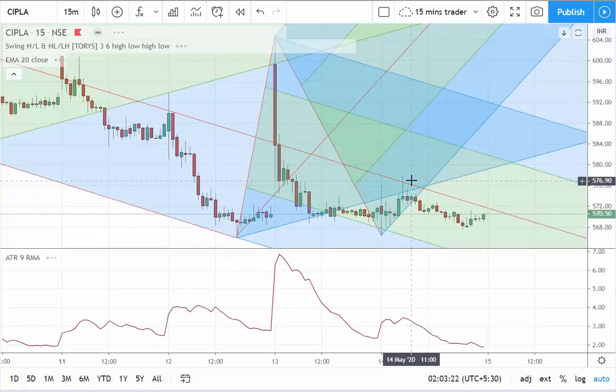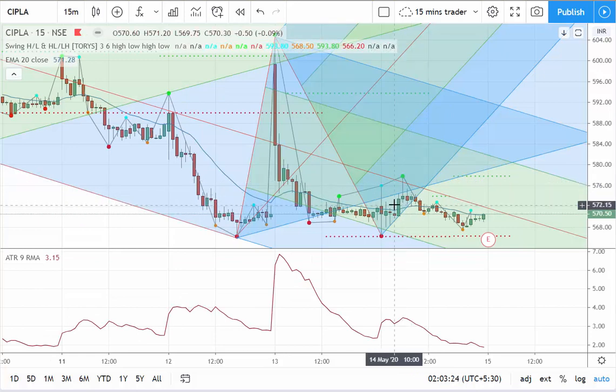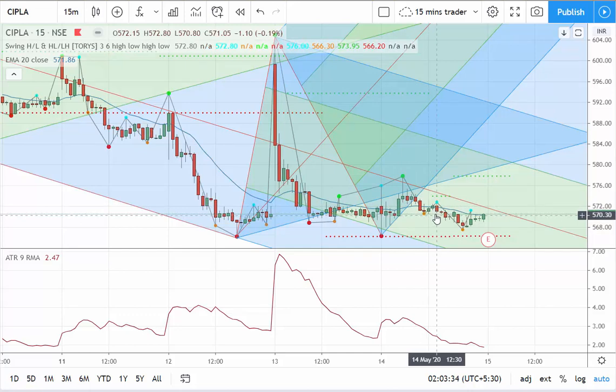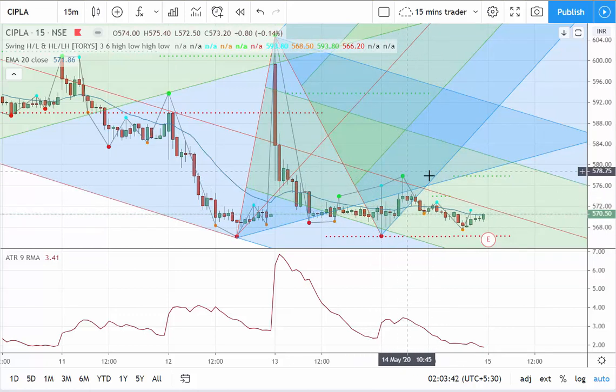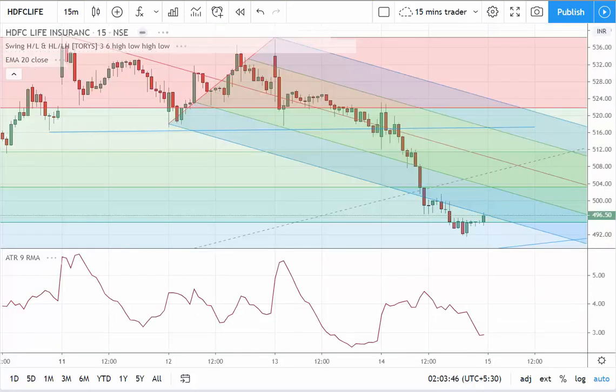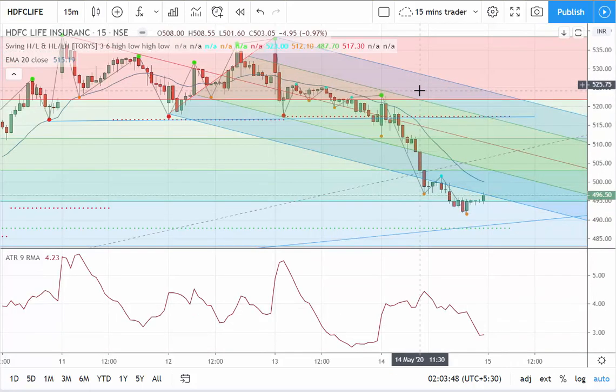So this is the Cipla 15 minute chart. I entered the trade over here closer to 576 and booked losses at 572. I entered the trade based on the 5 minute chart, so I'll explain it to you. First, let's go to HDFC Life.